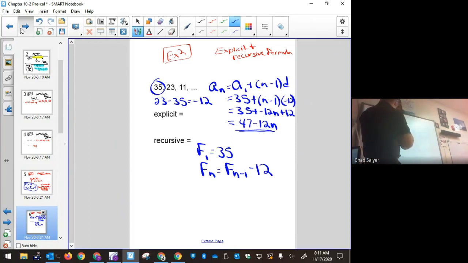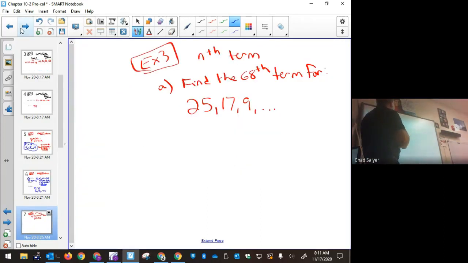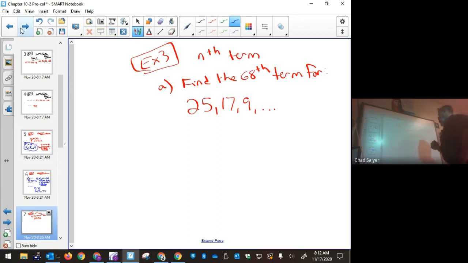Okay, cool. Example 3, nth term. Find the 68th term. Inevitably, when I give this question on a test, back in the old days when I had handwritten tests and kids would have to show their work, some kid would go through and write each term all the way up to 68 because they didn't want to be bothered with the nth term formula. And I always thought, man, what an inefficient approach. Much easier to just use the formula.